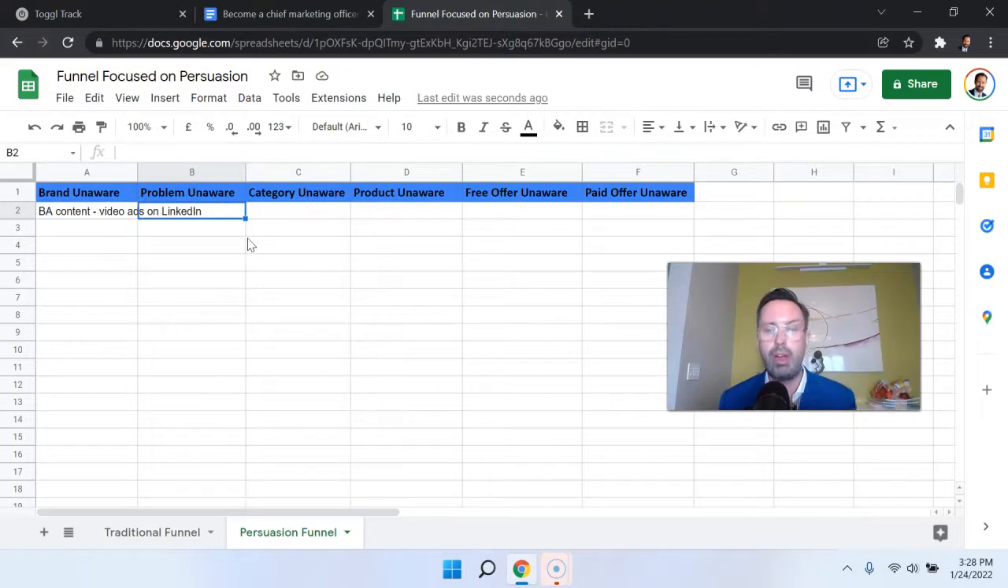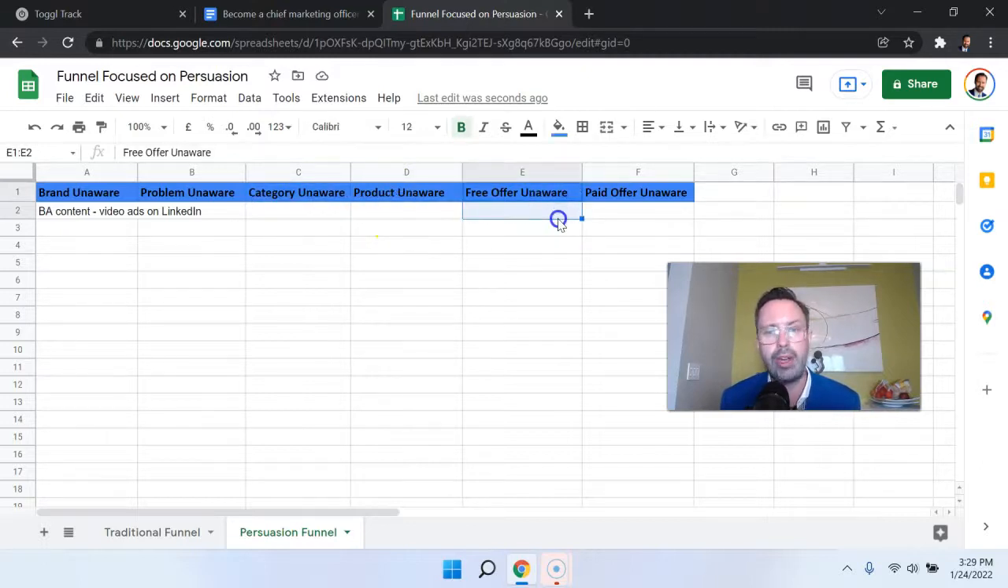And then there's problem unaware people. So people aren't necessarily aware that the problem is worth solving. So we're going to create content for them. Category unaware, they don't necessarily know that your product category is the solution to that problem. Product unaware, they aren't that familiar with your product. They don't think it's the best solution in the category. They want to go with a competitor.